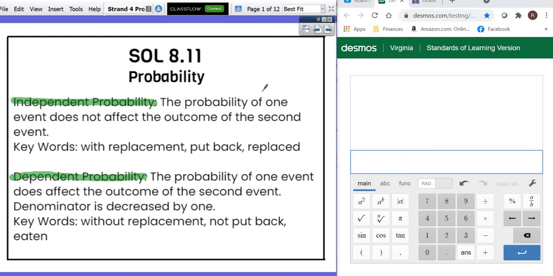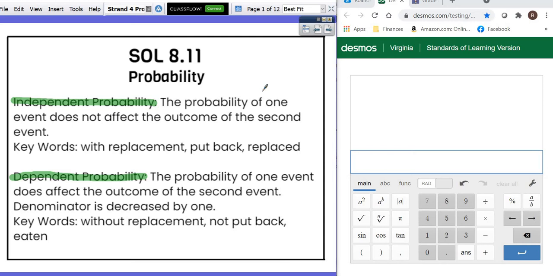Right, everybody, let's go over some probability that you might see on the SOL, and we want to make sure you understand it. Independent probability is the probability that one event does not affect the outcome of the second. So if you are doing something and you see the words "with replacement," or "I put it back," or "replaced," or if two things have absolutely nothing to do with one another, then that means it's independent probability.